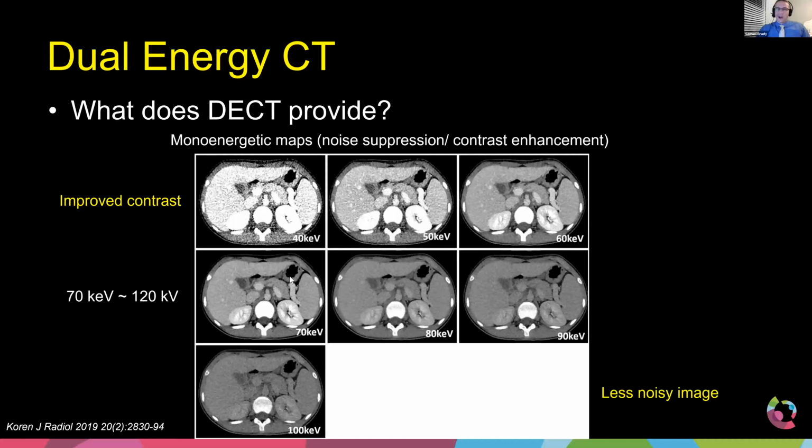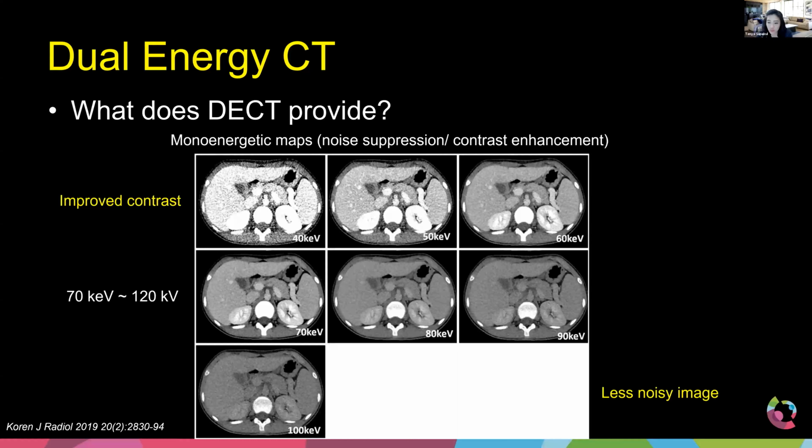So don't get too caught up on the fact that we call these monoenergetic maps. They are meant to be like a monochromatic image, but they're not actually truly monochromatic. So the distinction is purely mathematical. So the next question, I think you already answered.